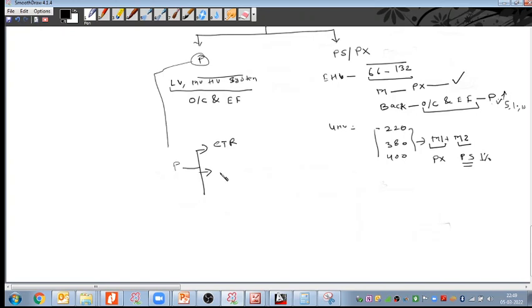The second parameter we need to specify is the burden in terms of the VA, or we can say the output power required from the CT, that VA. Same as we discussed for the metering core, same principle applies here.